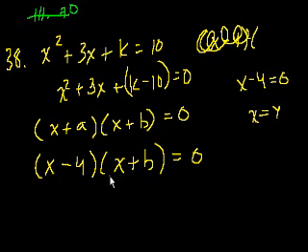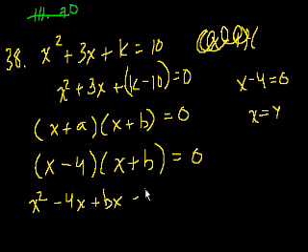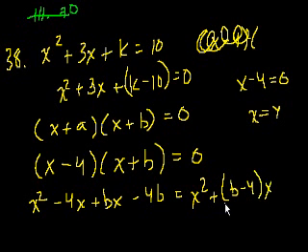So if we multiply this out to try to pattern match it with this, we get x times x is x squared, minus 4x, right? Plus b times x, and then you have minus 4 times b, so minus 4b. So then this is equal to x squared, and then we could write it plus b minus 4 times x. I just factored an x out of these two terms, right? So you get b minus 4 minus 4b is equal to 0.